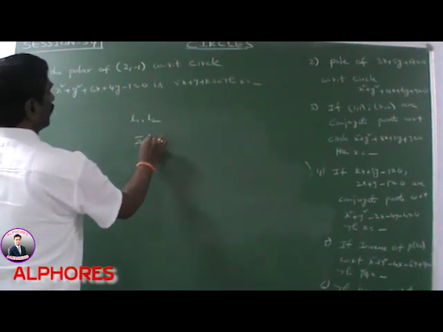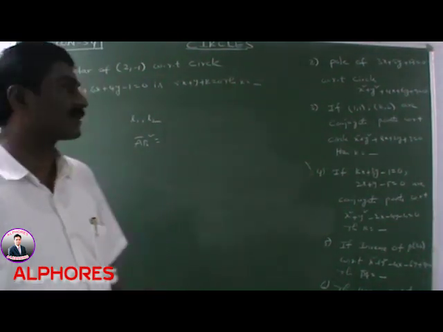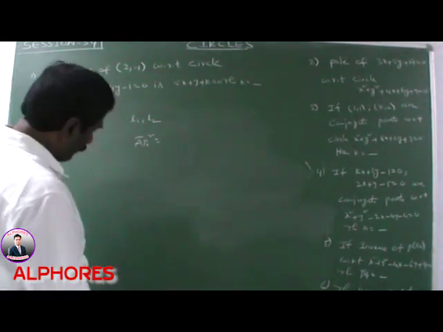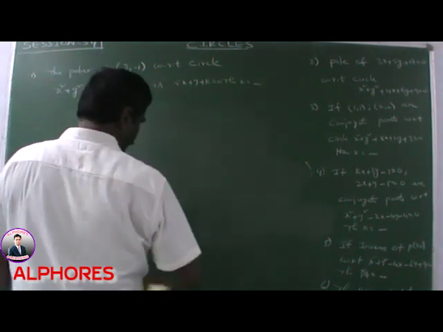AB square is equal to L1 square plus L2 square. That means AB is equal to root over L1 square plus L2 square. These are the main formulas. Okay, first note this question.